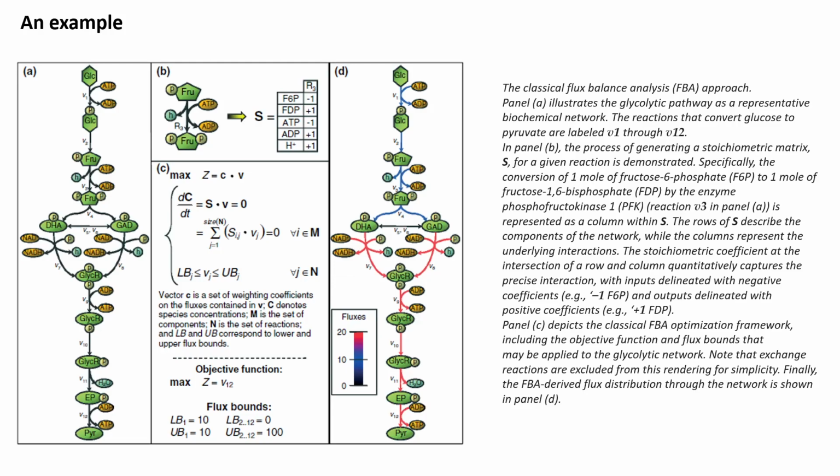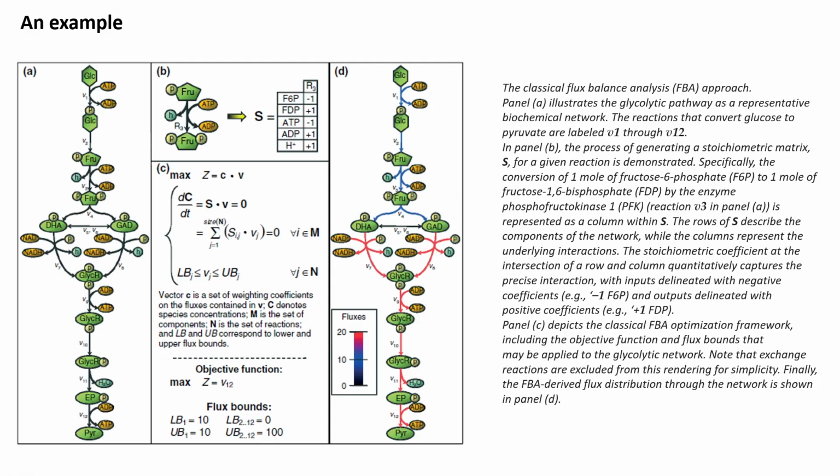This is basically a classical flux balance analysis approach. This is a glycolytic pathway on the left side of the figure, representing a biochemical network. And the reactions that convert glucose into pyruvate and ultimately into acetyl-CoA in the Krebs cycle, we've all studied these reactions.